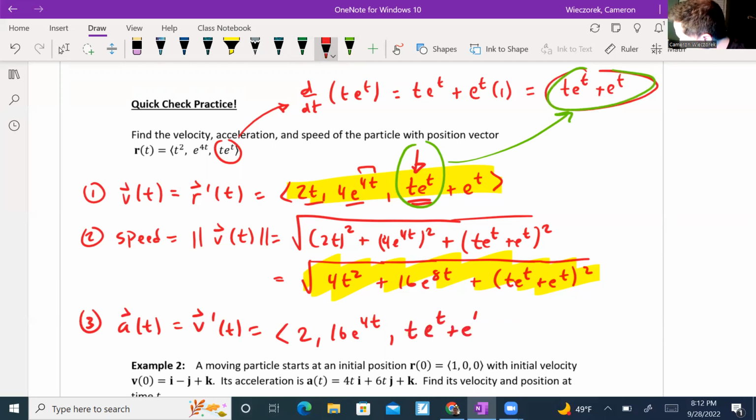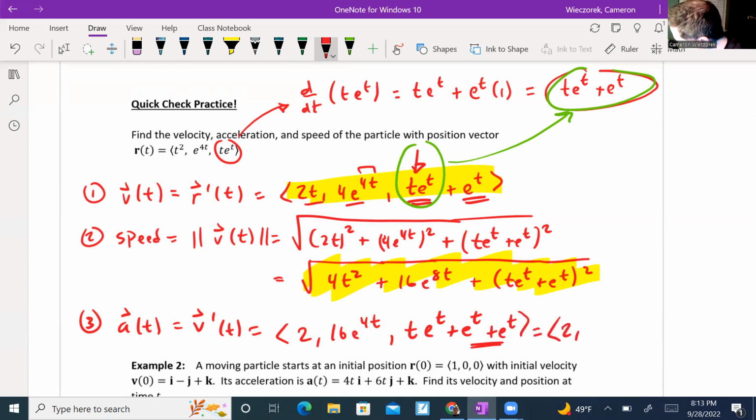te to the t plus e to the t would be the derivative of that first part. And then you're going to tag on an extra e to the t. Since we're adding on e to the t, derivative of e to the t is e to the t. So these two combine into 2e to the t. So I'm going to clean this up.